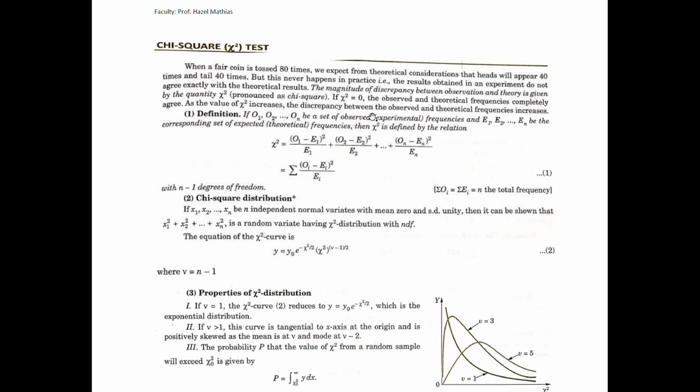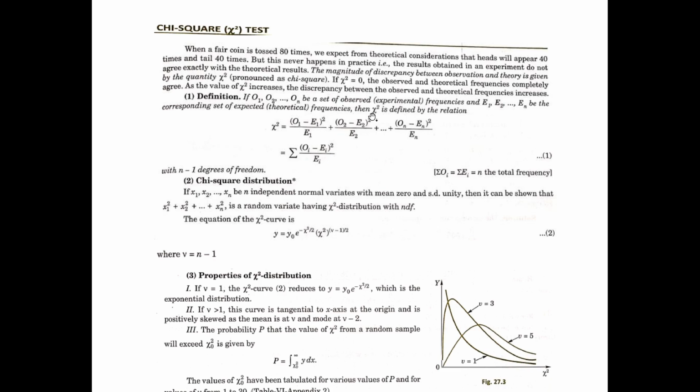Let's begin today's class. We will discuss what we mean by the chi-square test. When a fair coin is tossed 80 times, we expect from theoretical considerations that heads will appear 40 times and tails 40 times, half of the times. But this never happens in practice. That is, the result obtained in an experiment does not agree exactly with the theoretical result.